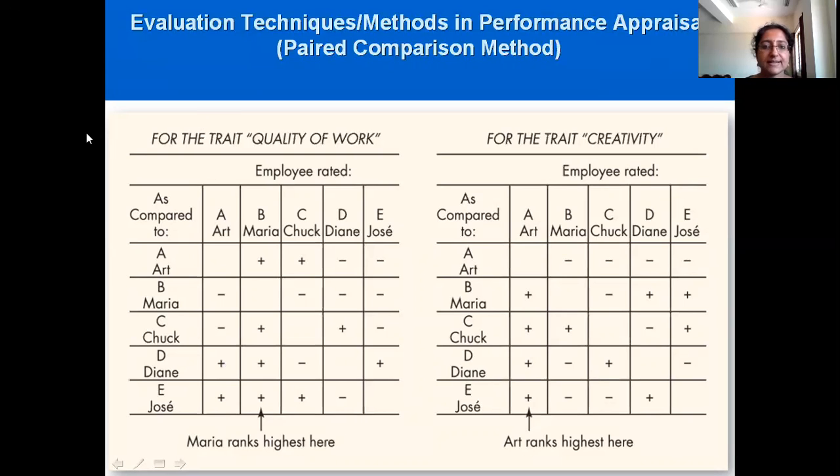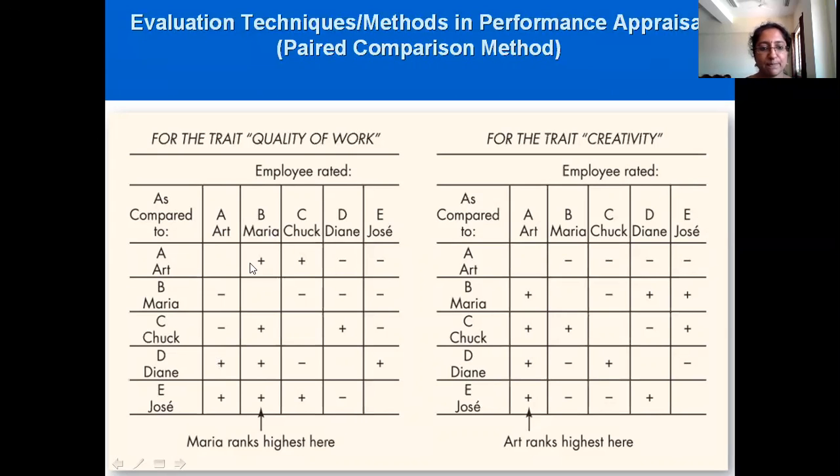According to whether Art is better than Maria or worse than Maria, I will be putting a plus or a minus sign. If Art is better than Maria, I will be putting a plus sign. If Art is worse than Maria, I will be putting a minus sign. So in this grid, you are noticing a minus sign. When Art compared to Maria is minus, means Art is worse than Maria in trait of quality of work. Art is worse than Chuck in the trait of quality of work. Art is better than Diane in terms of quality of work, and Art is better than Joe's in terms of quality of work.